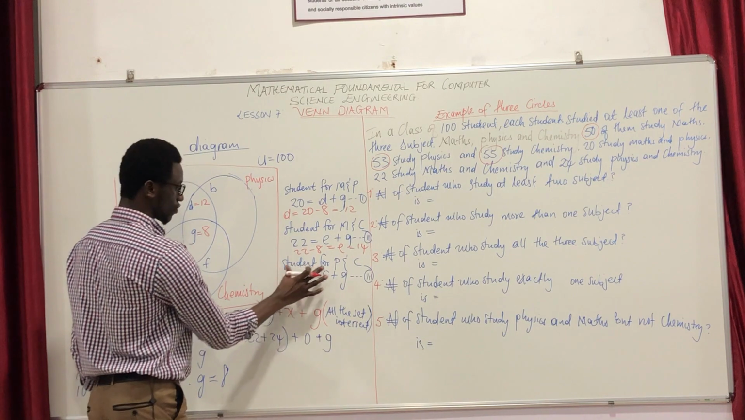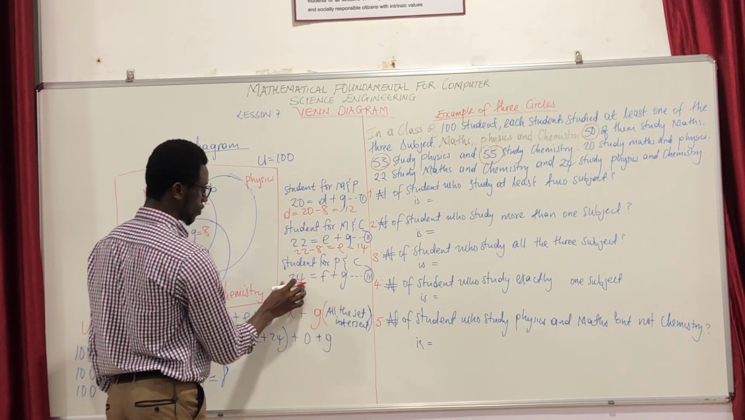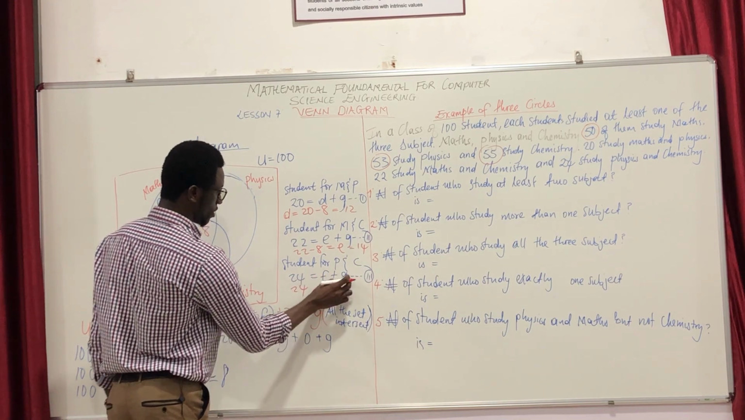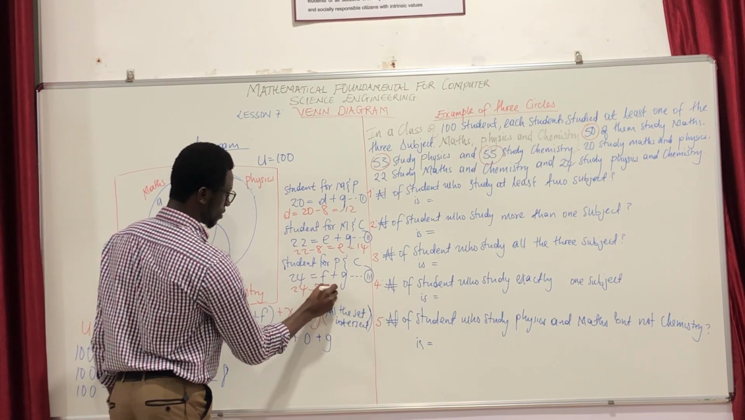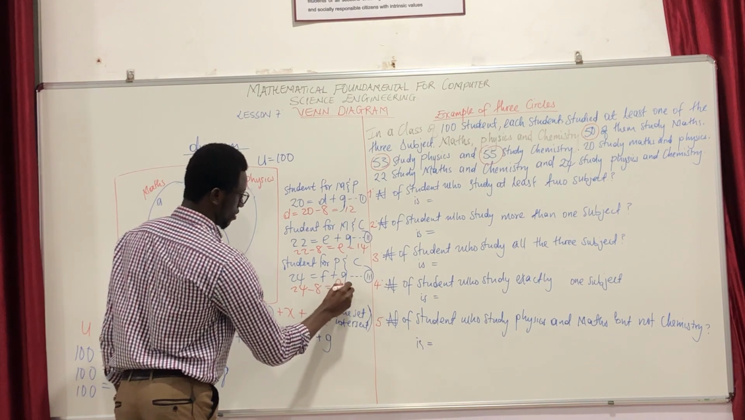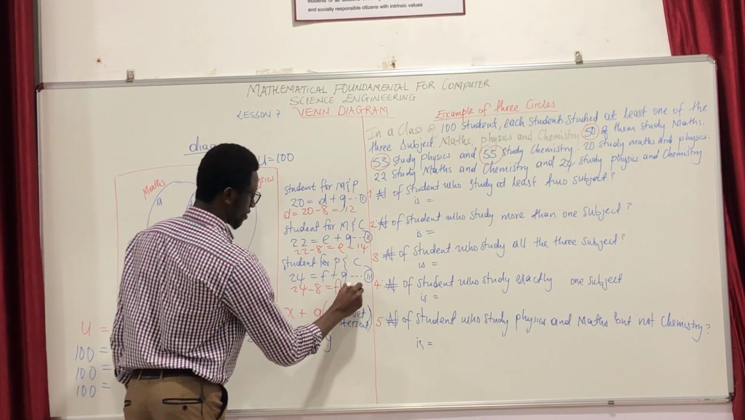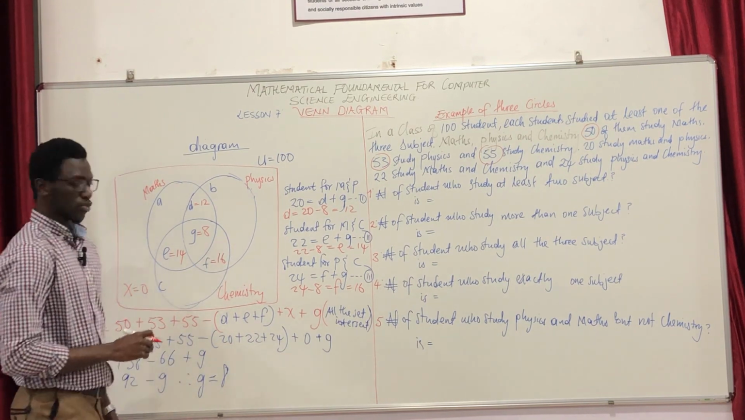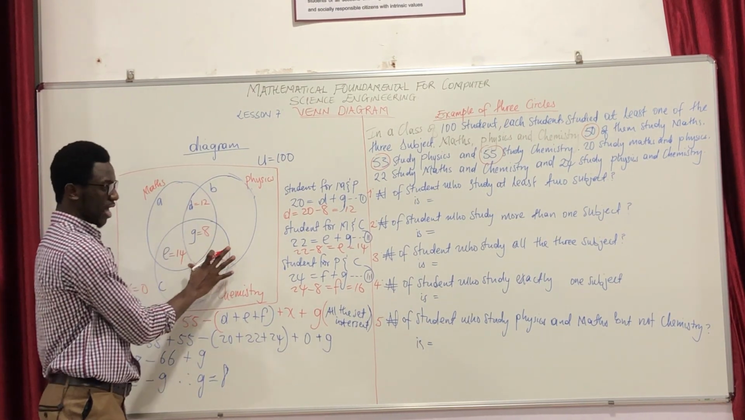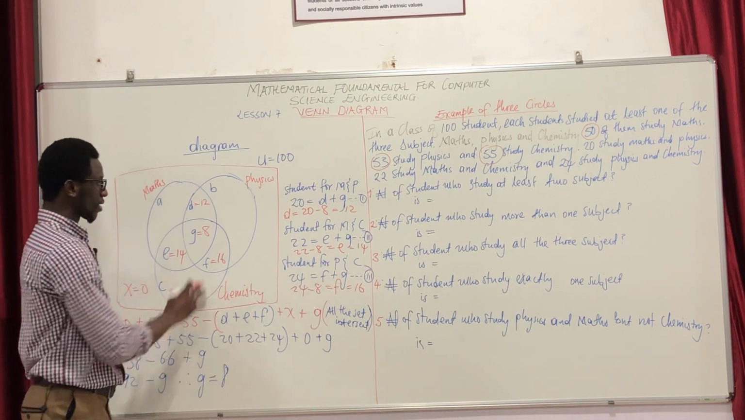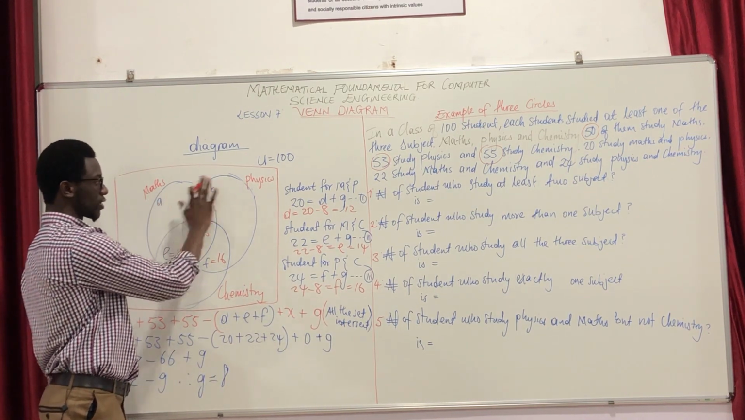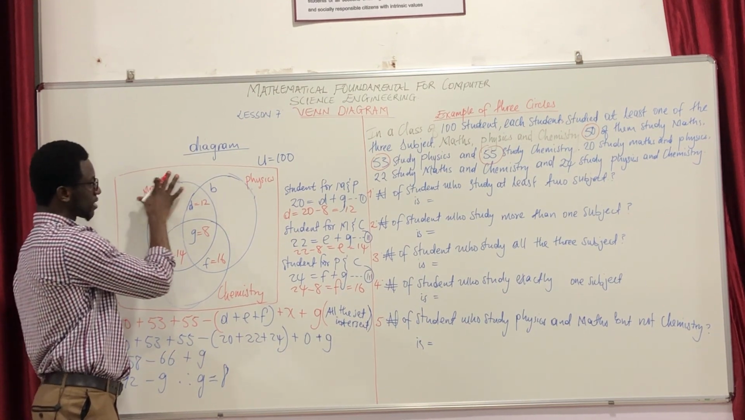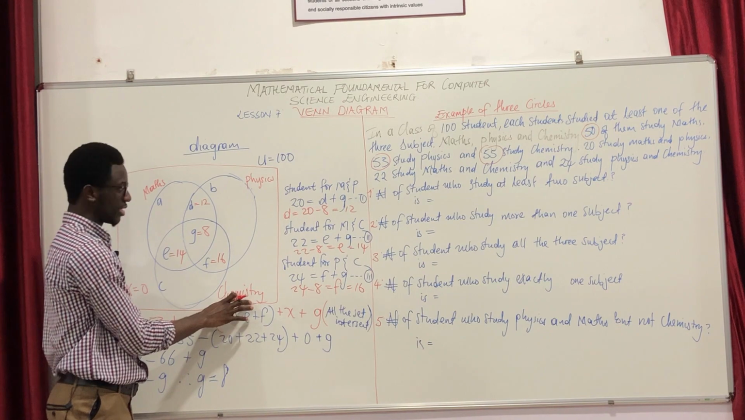Then here, students for physics and chemistry is 24. So we say 24 minus G, which is 8. So F is 16. So our F here is 16. So now from these answers we have derived from this equation, we can find the remaining parts of the problem. Here, for students studying only maths, only physics, and only chemistry.